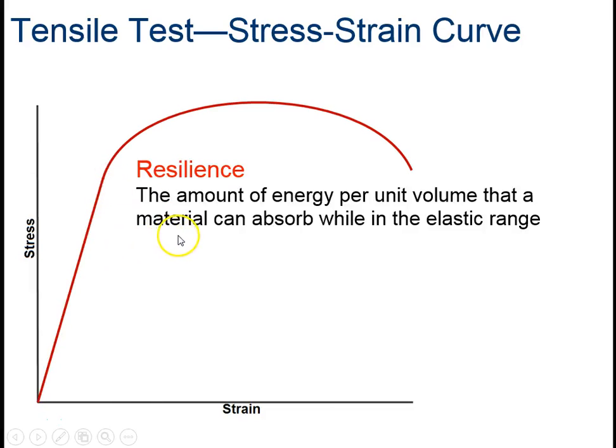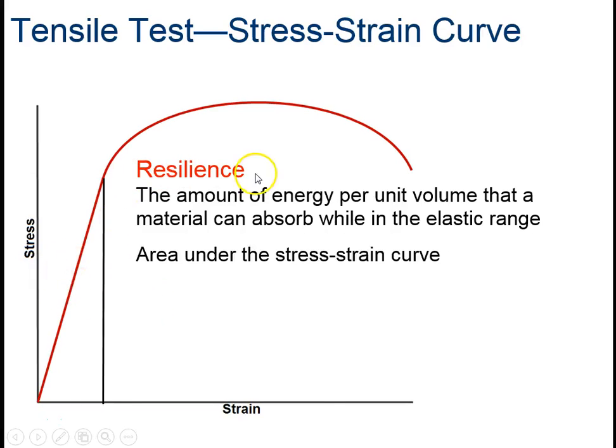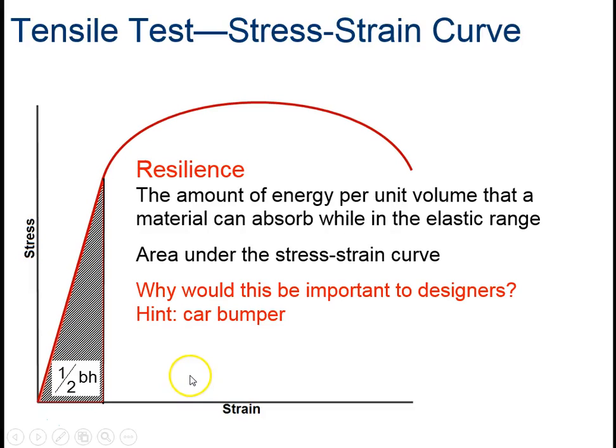Resilience has to do with the amount of energy per volume that a material can absorb in this elastic linear range. And we can specifically find resilience by finding the area under this part of the curve. For example, in a car bumper, we want to know how resilient it is. How much energy can it resist before it permanently deforms?